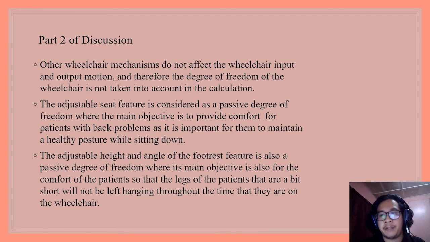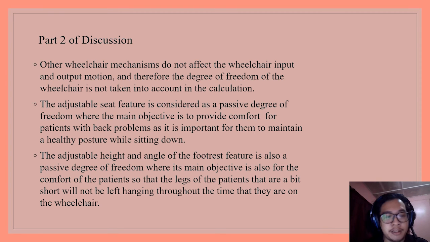Okay, my name is Muhammad Shafi bin Yusuf and I will explain the second part of the discussion. The other mechanisms of the wheelchair do not affect the input and the output motion, and therefore the degree of freedom of those mechanisms is not taken into the calculation. This is because the adjustable seat feature is considered a passive degree of freedom, where the main objective is to provide comfort for patients with back problems, as it is important for them to maintain a healthy posture while sitting down.